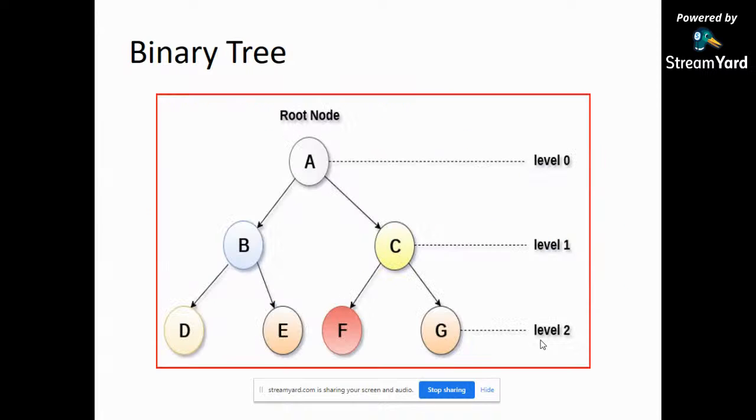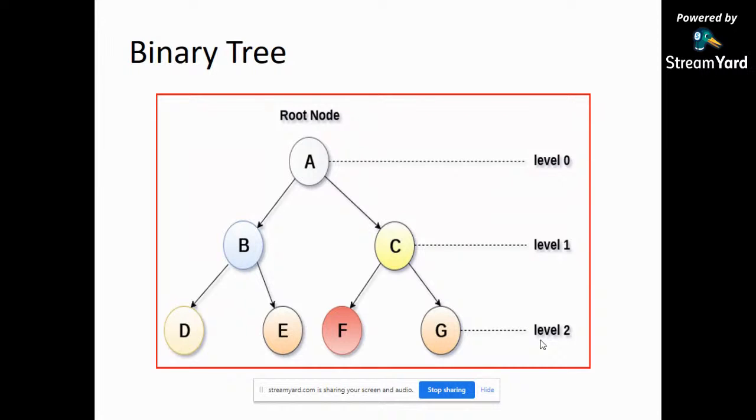For example, this is the tree. Now we have to traverse this tree. That means we have to visit each and every node of the tree. So for that, if we are using pre-order traversal, first we'll visit the root node. So root node is A, so first we'll visit A, then we'll go to left subtree.